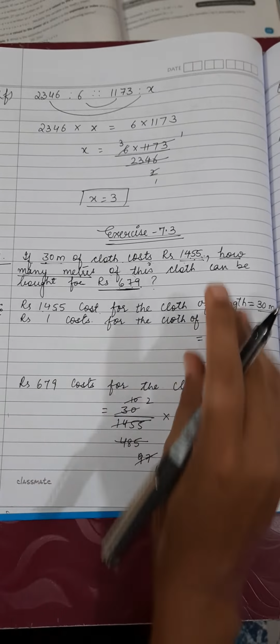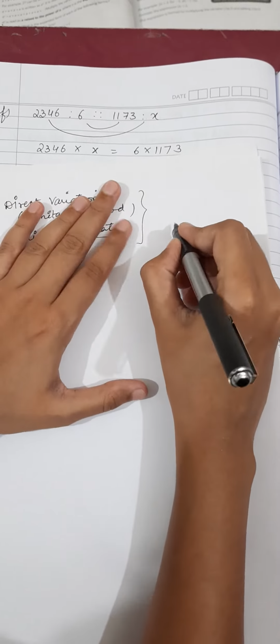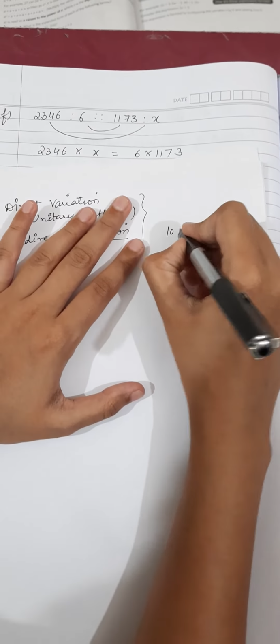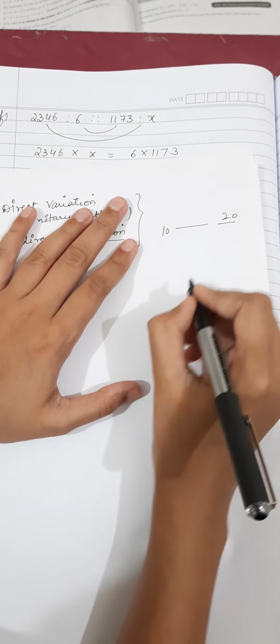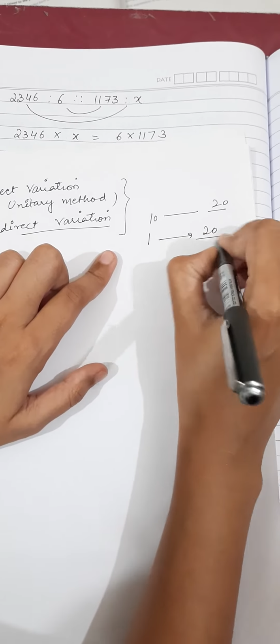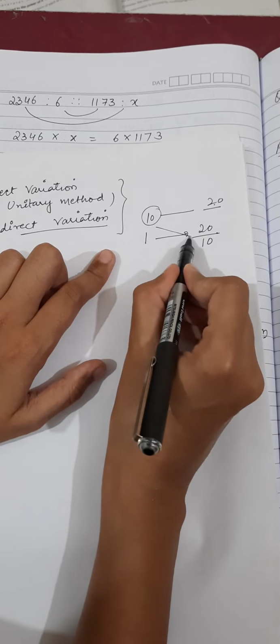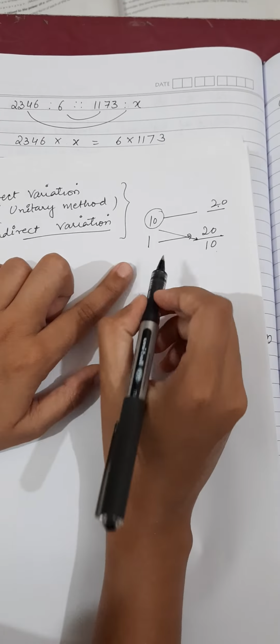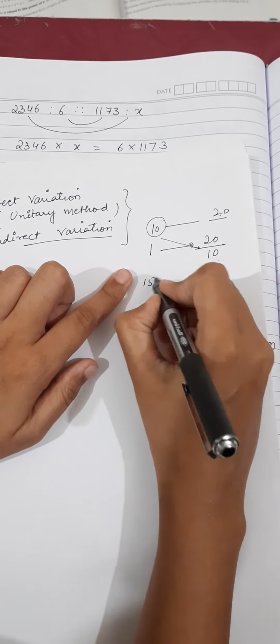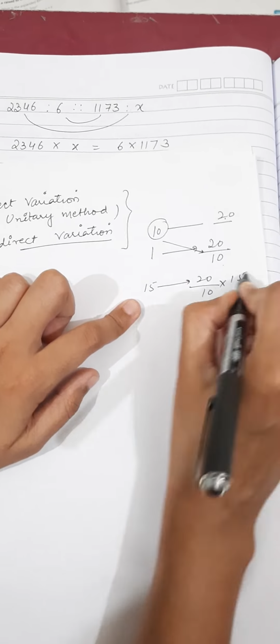Okay, so for the unitary method, first of all some amount is given to us, like for 10 some amount is given to us, 20. Then if I have to find for 1, I am always doing divide. This will remain as it is, but this number is going to come down in divide. And if I have to find for many, then I am going to multiply. For example 15 is there, so I am going to multiply by 15.